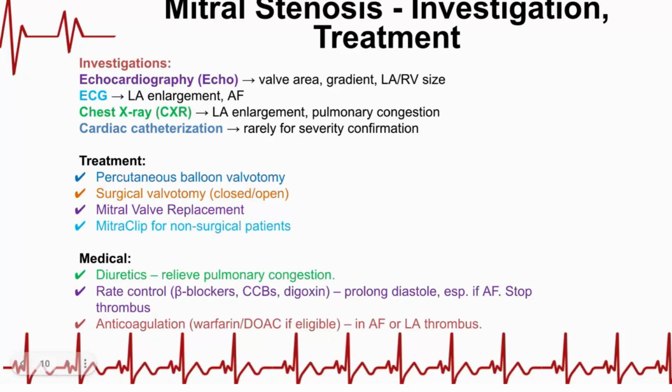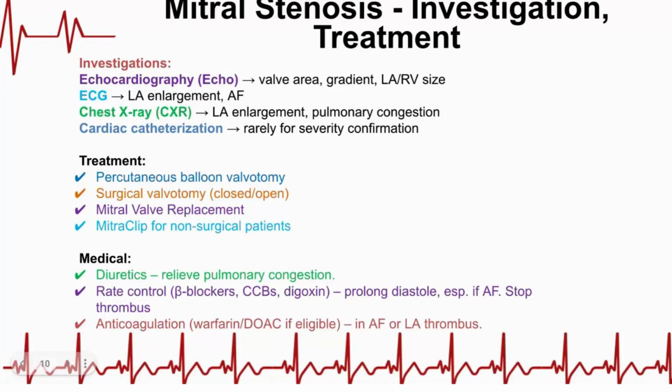You can also do mitral valve replacement. This is an open heart surgery, and also MitraClip for non-surgical patients. I just want to note that with mitral valve replacement, if the valve is metallic, it's important that we give them anticoagulation, and the anticoagulant has to be warfarin. So for mechanical heart valves, you have to give warfarin because DOACs are contraindicated.